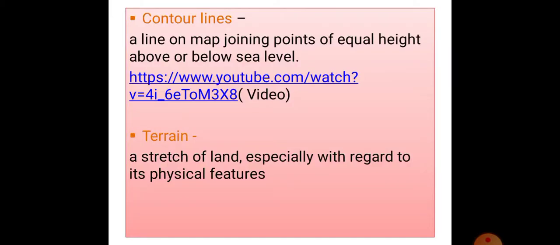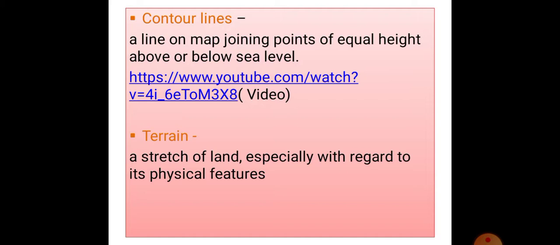Now, what do you mean by contour lines? Contour lines are important. These are lines which are drawn on maps in order to join points of equal heights. So, in order to join points, a line is drawn on the map that is called a contour line. It can be either above or below the sea level. I have a short video uploaded on contour lines as well. Please go through that. You will be able to understand it in a better way.